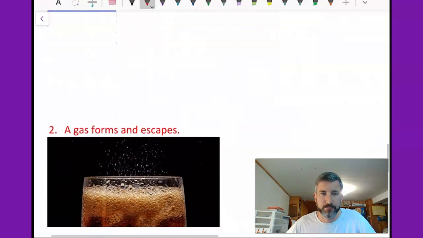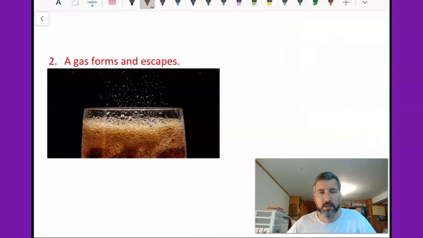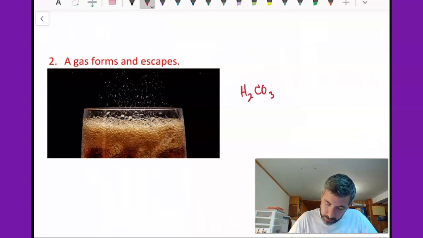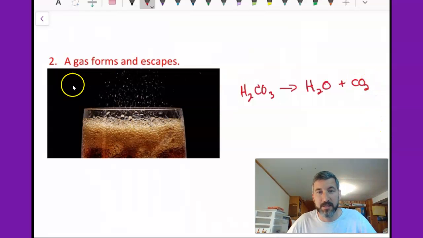Another reason would be if a gas forms and escapes. So the simple reaction of pouring a soda or opening a soda is just basically allowing some carbonic acid to decompose to make carbon dioxide and water. So it's this reaction, H2CO3 goes to H2O plus CO2, and since CO2 is a gas, and as you pour it in the glass it's escaping, it's not going to be a reaction that can go back in the other direction.